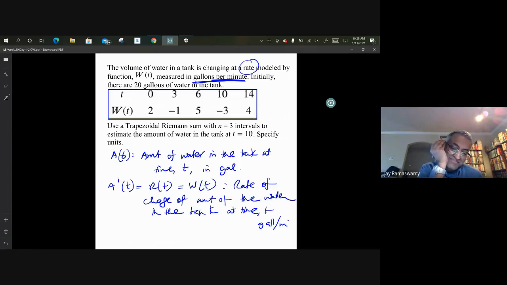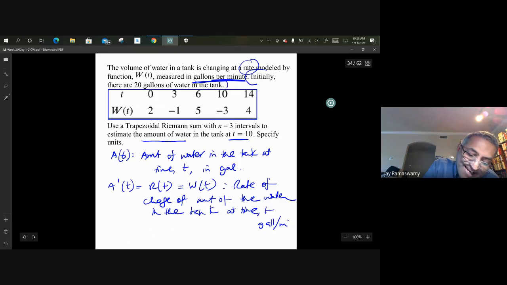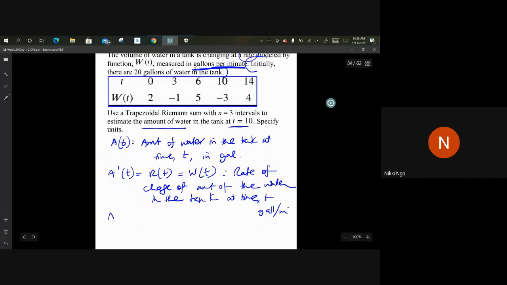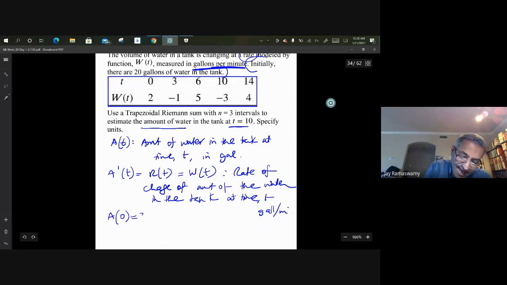Okay, it says use a trapezoidal Riemann sum with 3 intervals to estimate the amount of water in the tank at t equal to 10. Sorry, it says initially there are 20 gallons of water in the tank. So what are they giving us? A of 0 is 20 gallons.